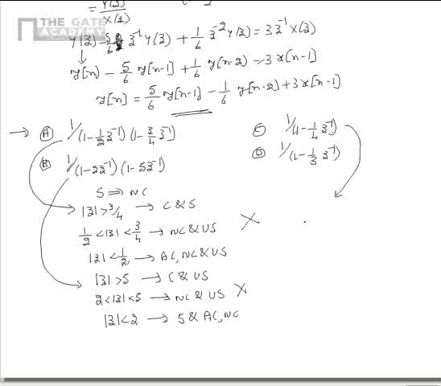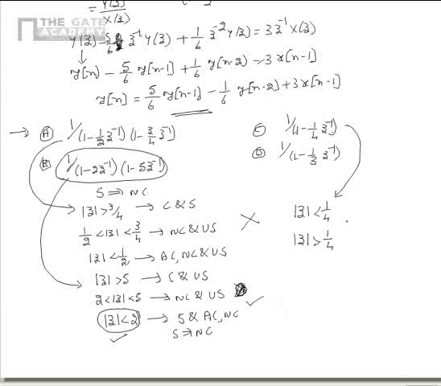In case of option C, the possible ROCs are mod z less than 1 by 4 and mod z greater than 1 by 4. Sorry, please note that in case of mod z less than 2, the system is stable and non-causal. So here the stability implies non-causality. So for the system in option B, with an ROC of mod z less than 2, stability implies non-causality. So this could be a correct answer.